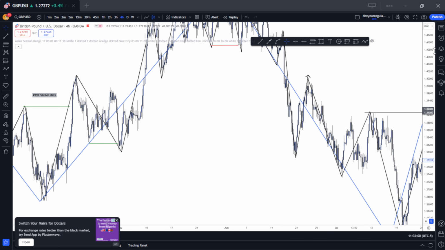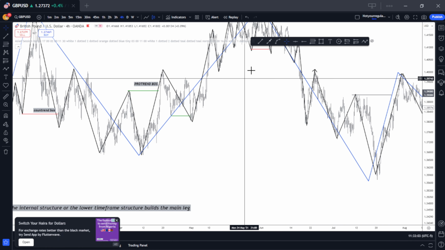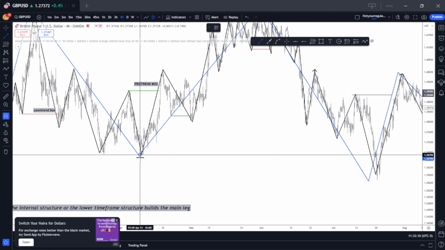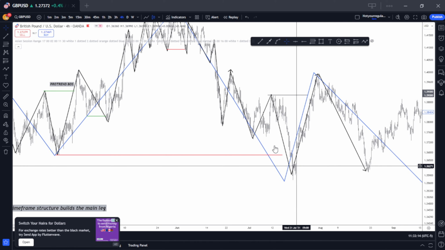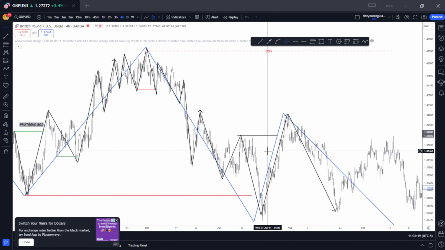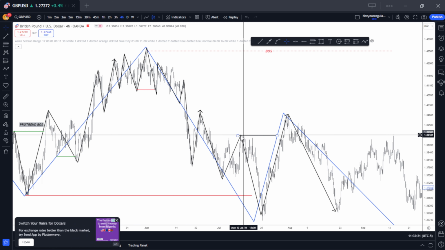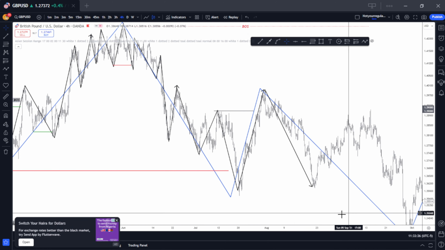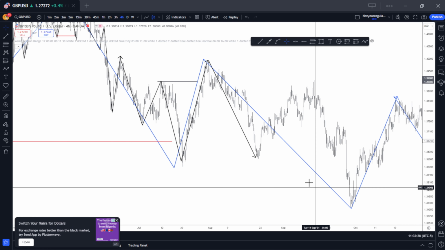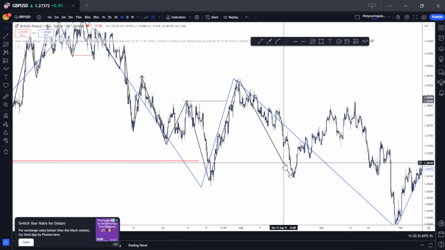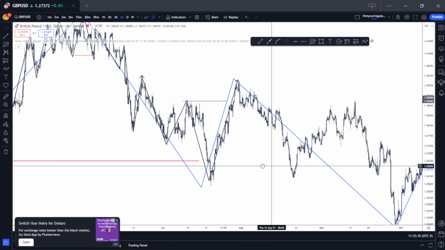Then price came all the way back down here to break our main structure, our main leg structure. So once price breaks this structure now, we know that price can come inside here, take out any of this internal structure high before resuming the main structure trend again. So let's mark out our internal trend here.